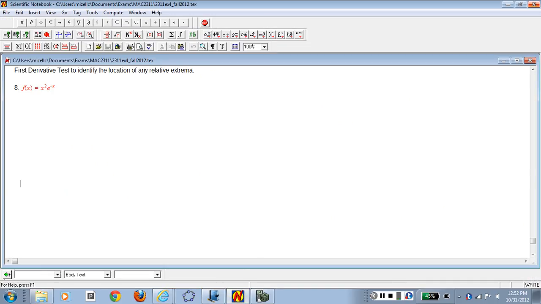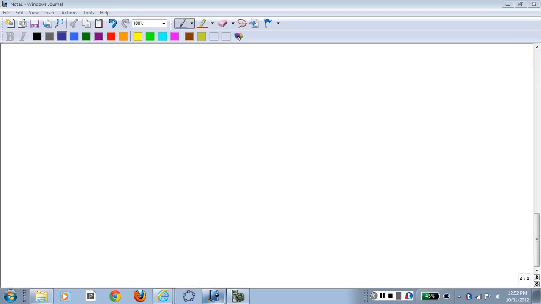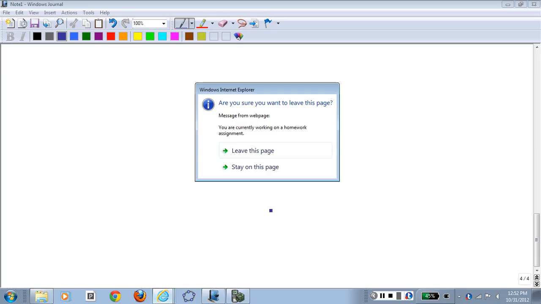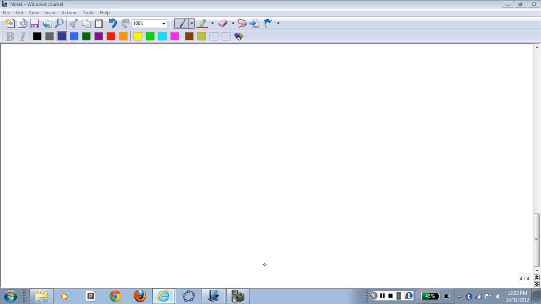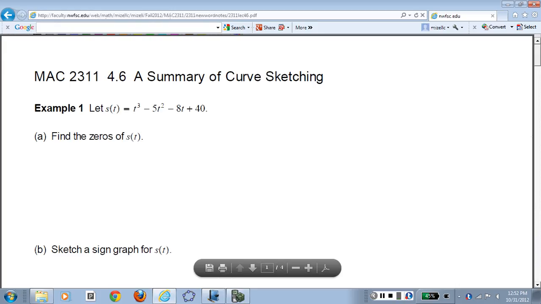Way too many windows open. Let's see what we can do here. Back there, close it, leave it, close it, there.